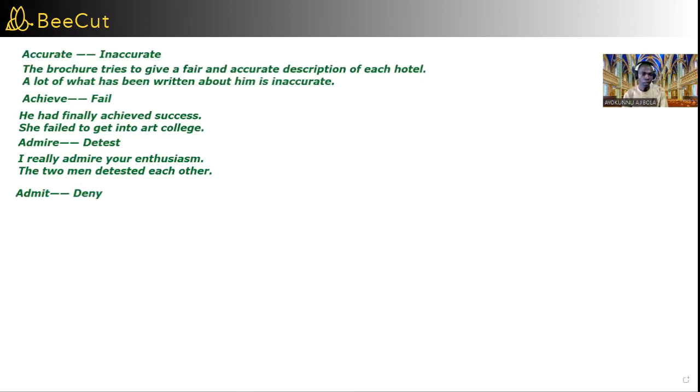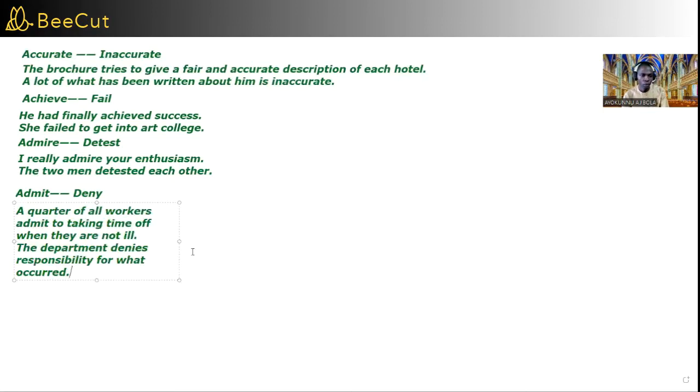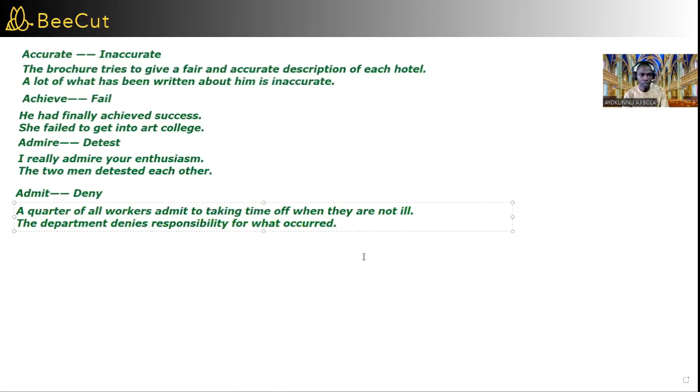Then I'm going to put some sentences here now. Then we'll move on and give Tracy our own question. So a quarter of all the workers admit to taking time off when they are not ill. Then to use deny. The department denies responsibility for what occurred. The department denied responsibility for what occurred.